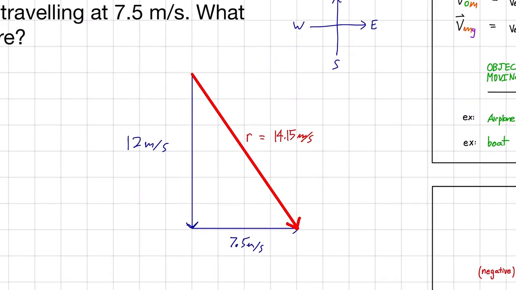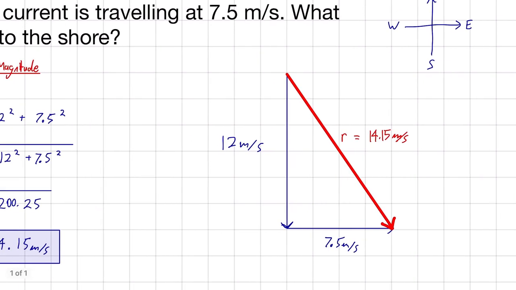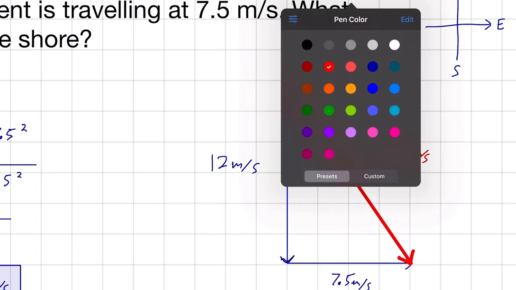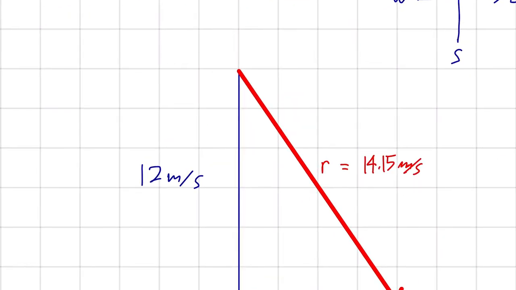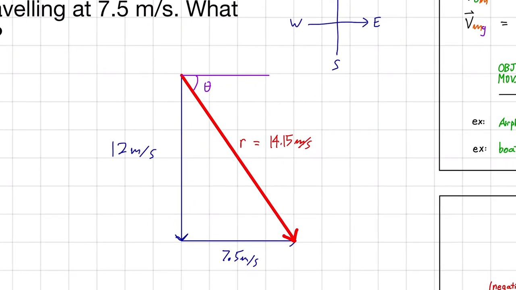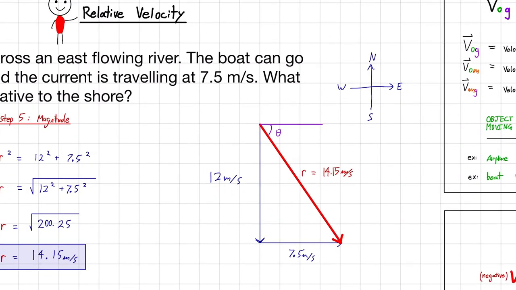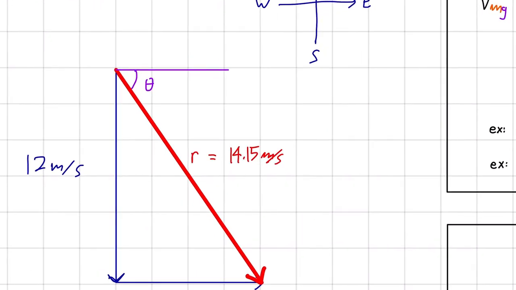That's the speed. But for velocity, we're also going to need a direction. And we want to know this direction here. Because we know this vector here is pointed east with a certain angle towards the south. So it's south a certain number of degrees from east. But we want to know how many degrees. We want to know this angle.